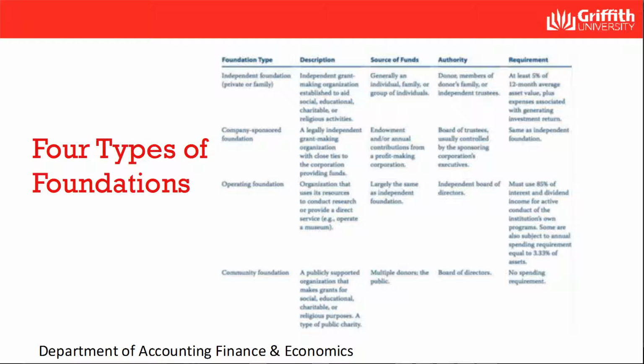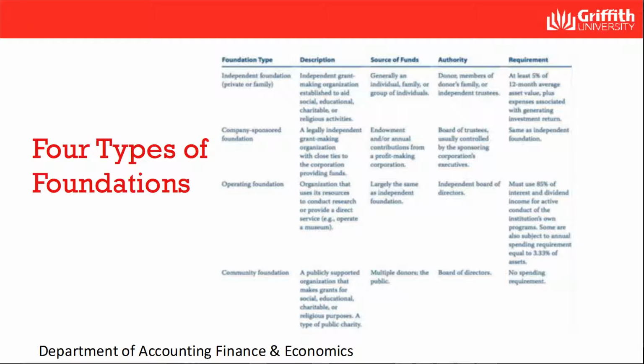There are 4 different types of foundations. They are independent foundation, which is usually private or family, which may be established to aid social, educational, charitable, or religious activities, and the source of funds generally come from the family.